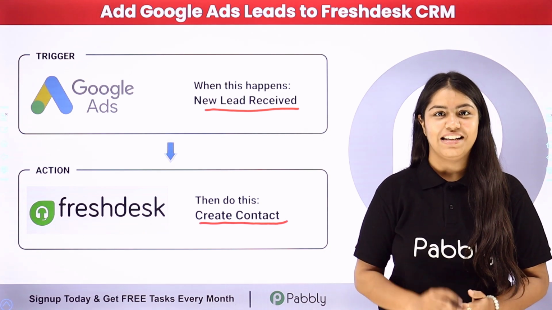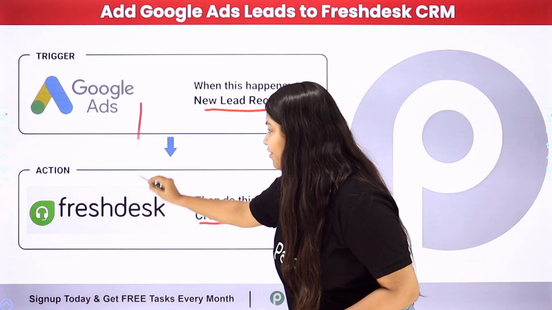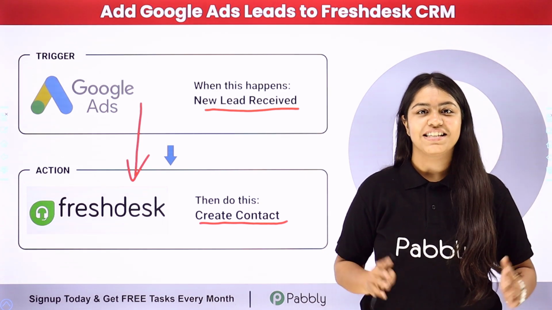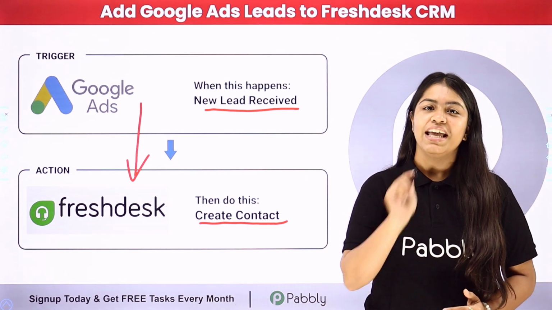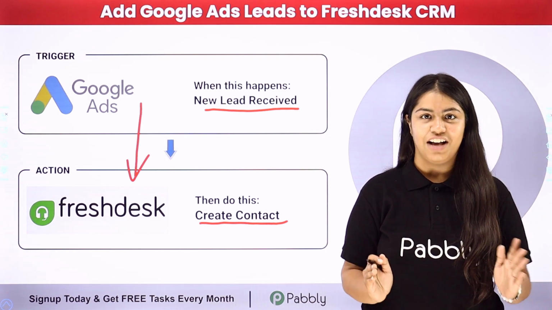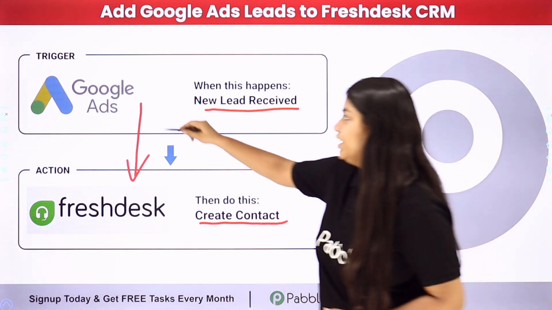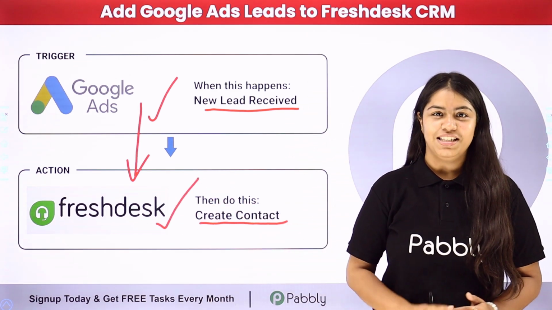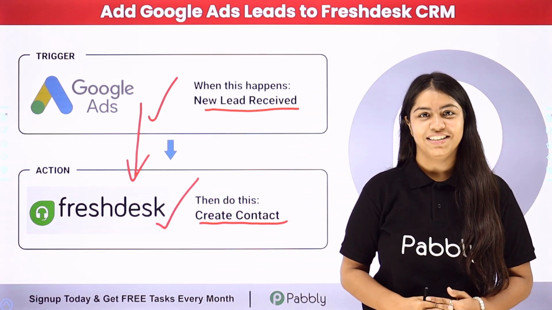For this, we are going to create an integration between Google Ads and Freshdesk. To create this integration, we are going to use Pabbly Connect. It is an amazing automation software. In Pabbly, we have the concept of trigger and action. So for trigger, we are going to use Google Ads, and for action, we are using Freshdesk. If you want to learn this process step by step, follow me through the screen.